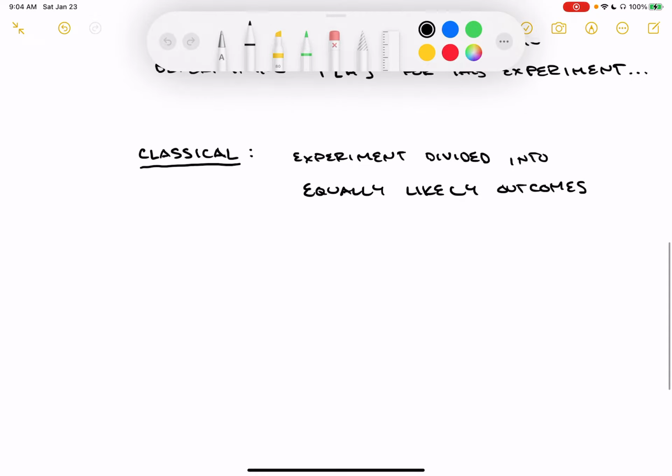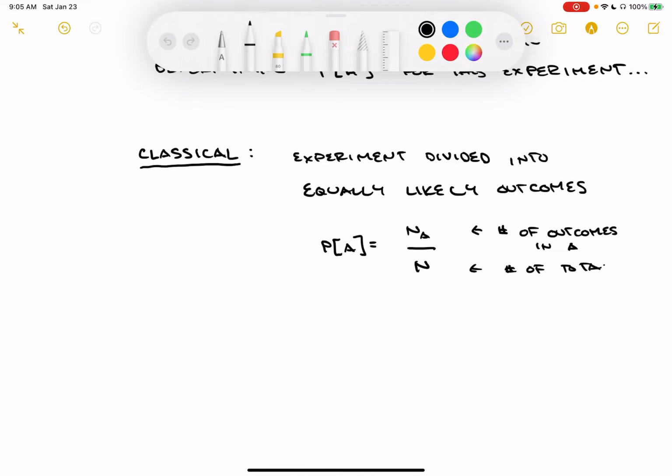We can come from that then that the probability of some event A is going to be equal to the number of elements that are making up whatever that event A is. So N_A is the number of outcomes in A, right? And then we will divide that by N, which is just the number of total outcomes. So let's explore this classical method using a couple examples.